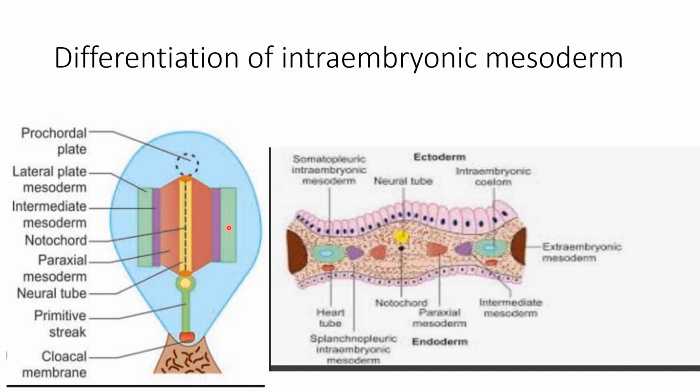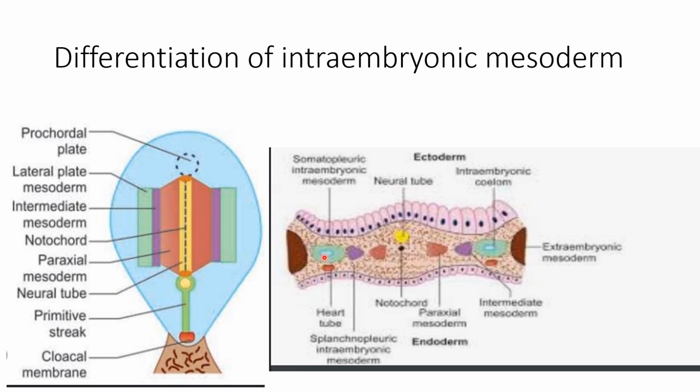And laterally we have the lateral plate mesoderm. In the lateral plate mesoderm there appears a coelom or a cavity. It is known as intraembryonic coelom, and it divides the lateral plate mesoderm in two parts. The part of lateral plate mesoderm facing towards the ectoderm is called somatopleuric intraembryonic mesoderm. And the part of lateral mesoderm which is facing towards the endoderm is called splanchnopleuric intraembryonic mesoderm. So we will revise again.